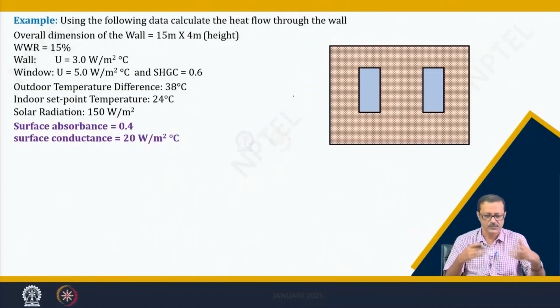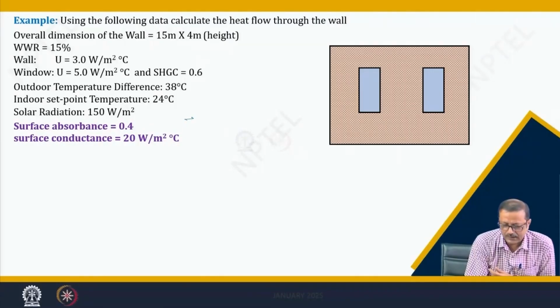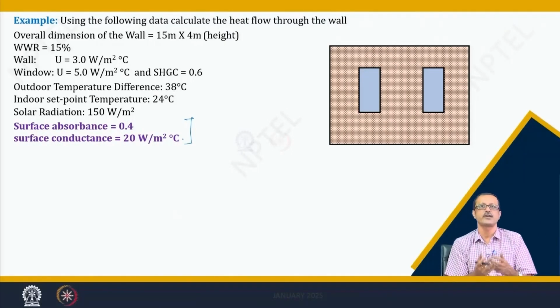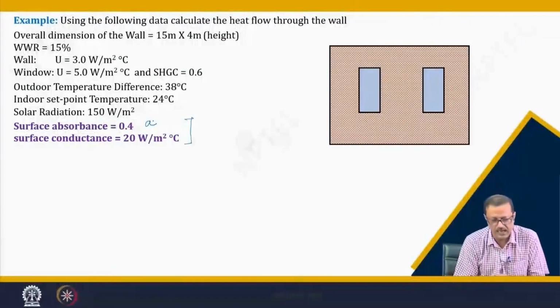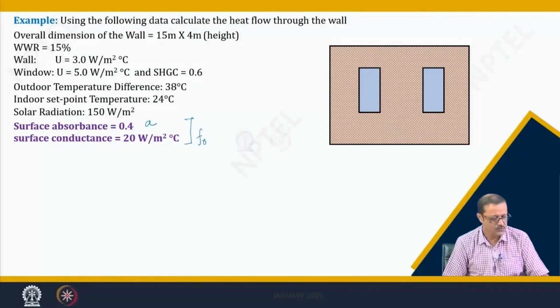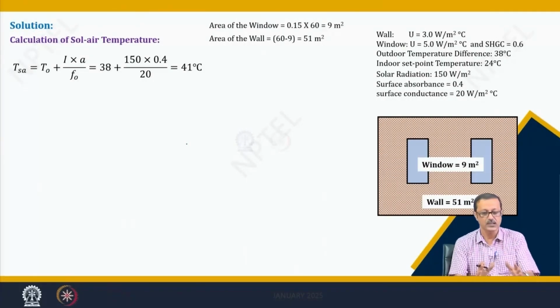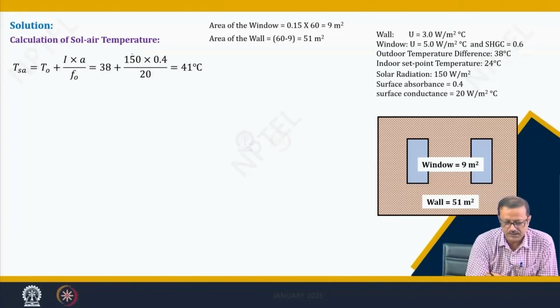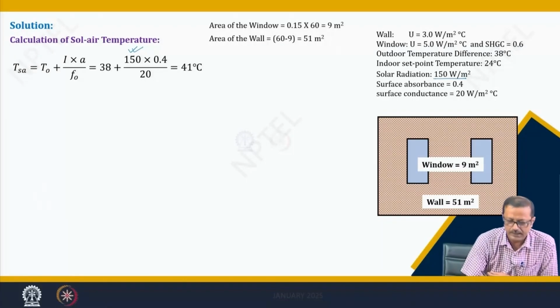So, let me see with the same problem which we have solved just now. I have just given two more data: the surface absorbance is 0.4, which is your A, and the surface conductance is 20, which is your F naught. So, the same problem, and the area calculation remains the same. We will go back to this. We now have to calculate how much is your solar temperature. Your radiation is 150, the same which we have taken in the last problem. This is your A value, this is your F naught value.